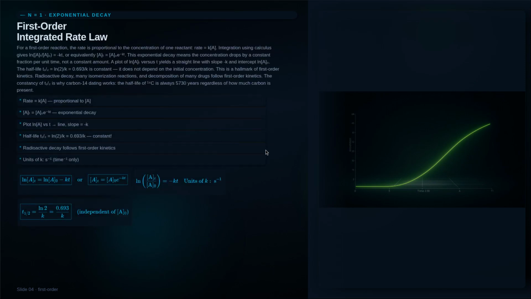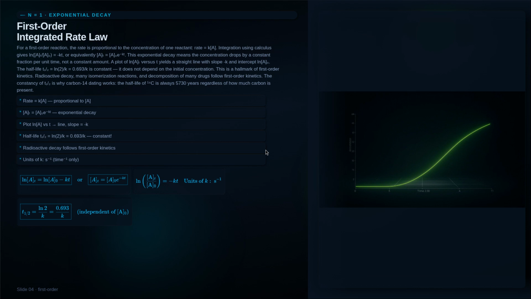For a first-order reaction, the rate is proportional to the concentration of one reactant. Rate equals k times [A]. Integration using calculus gives the natural log of [A] at time t divided by [A] initial equals negative kt. Or equivalently, [A] at time t equals [A] initial times e to the negative kt. This exponential decay means the concentration drops by a constant fraction per unit time, not a constant amount. A plot of the natural log of [A] versus time yields a straight line with slope negative k and intercept the natural log of [A] initial.